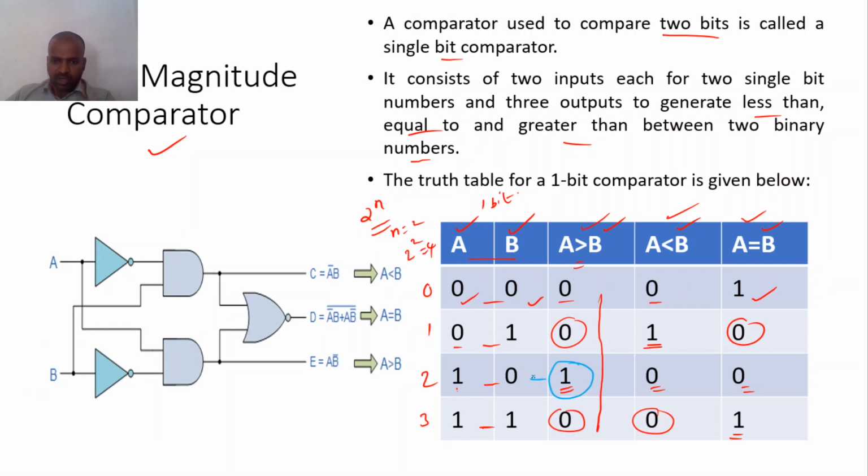Look at the corresponding inputs. The inputs are 1 0, that is A value is 1 and B value is 0. So we are going to write the SOP expression only. In SOP, 1 means the normal variable and 0 means the barred variable. So A greater than B is nothing but A B bar, because the A value is 1 and the B value is 0.